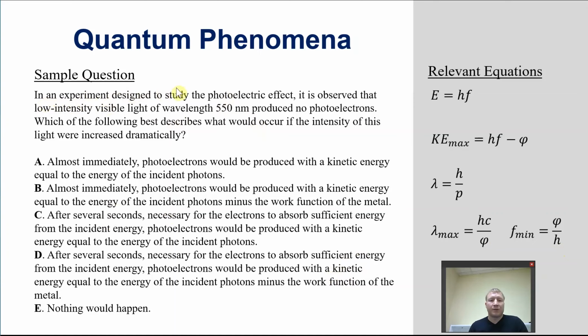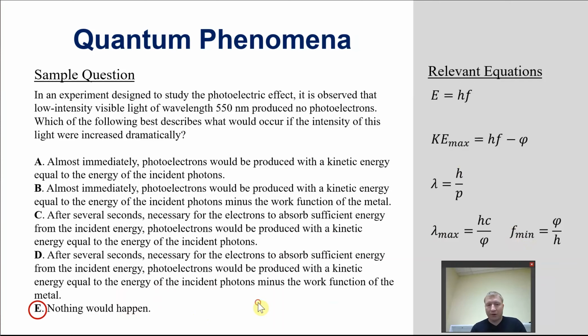So it says, in an experiment designed to study the photoelectric effect, it is observed that low intensity visible light of 550 nanometers produces no photoelectrons. And it says, which of the following best describes what would occur if the intensity of this light were increased dramatically? And well, if you think about it, it's all about frequency, it's not about the intensity. So intensity means we make it brighter, but it doesn't change the frequency, so you should right away answer that nothing will happen.